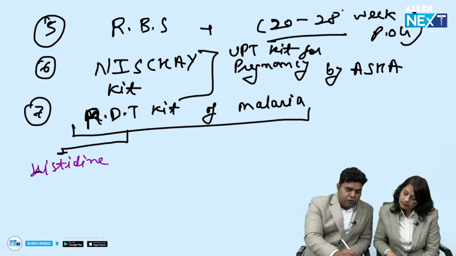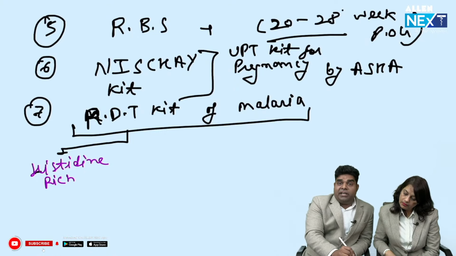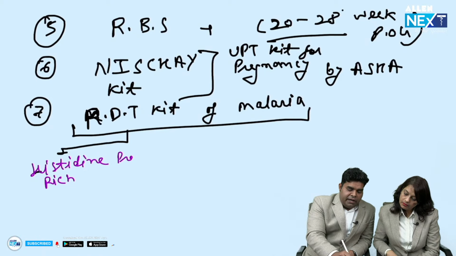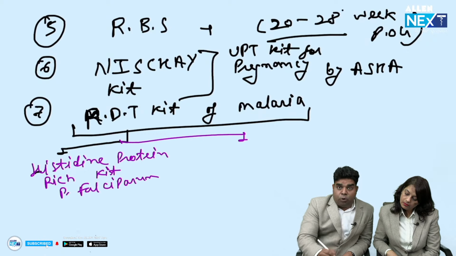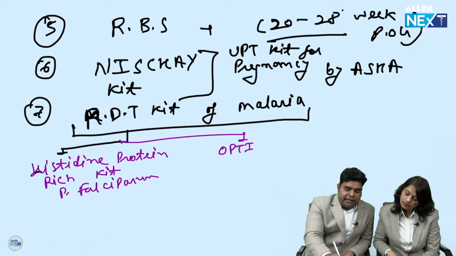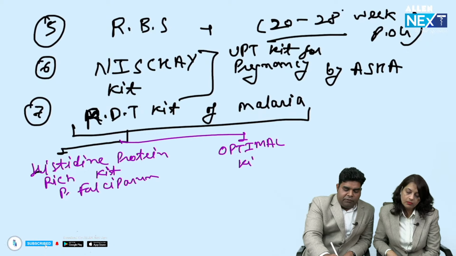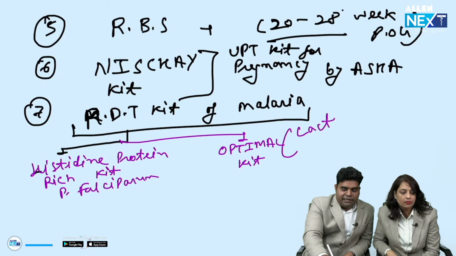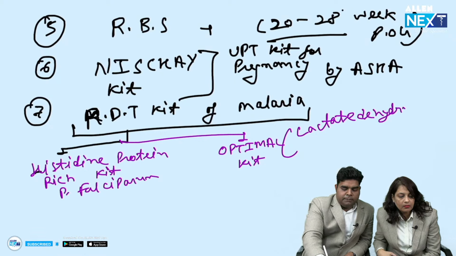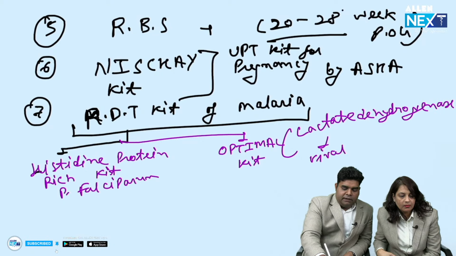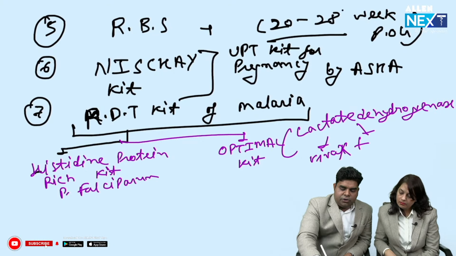This question was there in the NEET exam also: the RDT kit which is rich in histidine protein. The histidine protein rich kit is used for Plasmodium falciparum. And if it is Plasmodium falciparum and Vivax both, then we use the optimal kit. In the optimal kit, we have the enzyme lactate dehydrogenase. So the lactate dehydrogenase enzyme can detect both falciparum and Vivax. But remember, histidine rich is for falciparum.